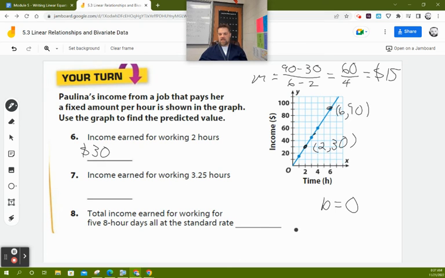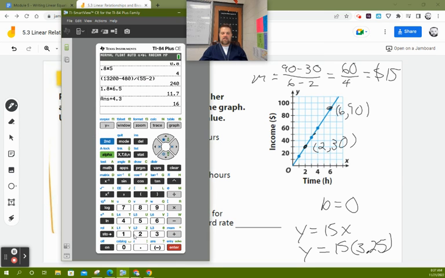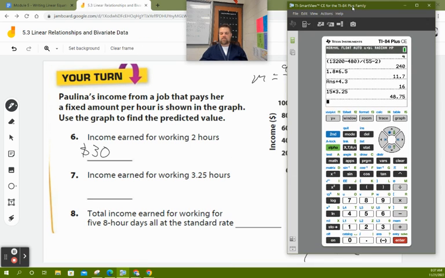So then my equation, y equals 15 times x, or if I want to make a prediction, I would say 15 times how many hours? 3.25. How do I find that? On the calculator. So I'll race you guys. 15 times 3.25 hours, 48.75, right?